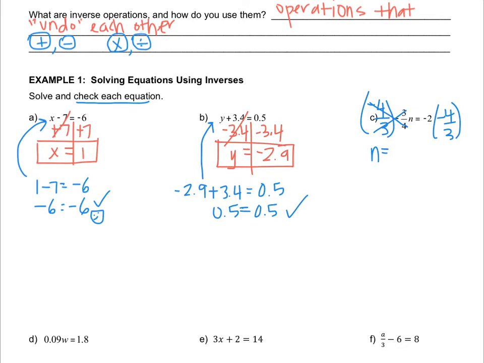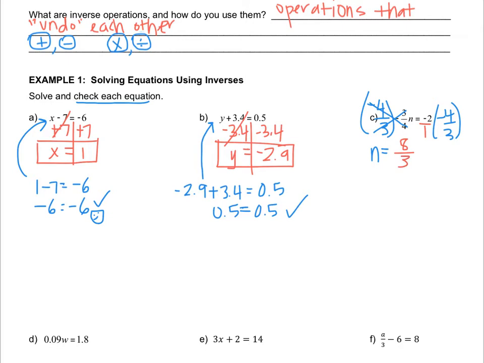I'll put it over 1, because when you're multiplying fractions, you want to have that. And now I'm going to multiply the numerators, and I'm going to multiply the denominators. So negative 2 times negative 4 is positive 8, because a negative times a negative is a positive. And then I have 1 times 3, which is 3.